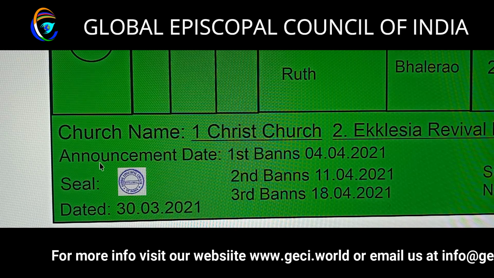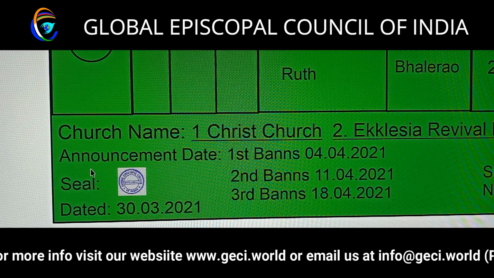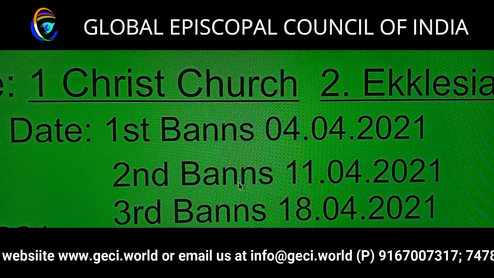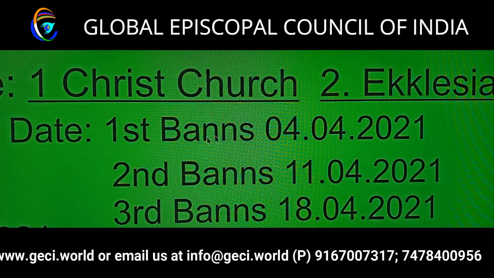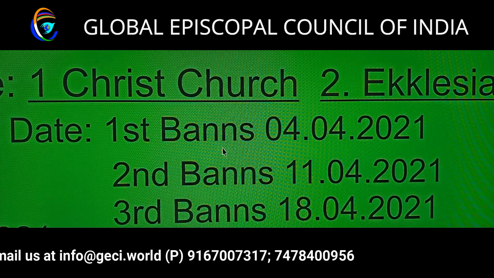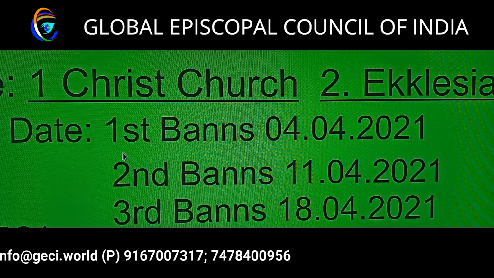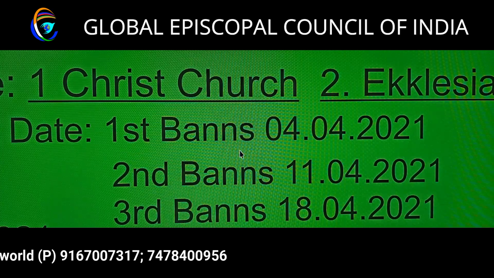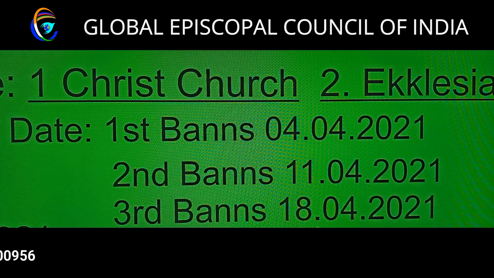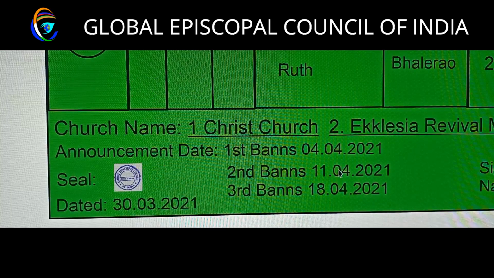And then comes the important thing that is called the announcement date, when the announcement will be made in both the churches. So you have the first banns. Now this is not band, it is banns. So first banns, it means announcement. The first is 4/4/2021, the second banns would be on 11/4/21, and the third banns would be on 18/4/21. So this is the 3 weeks announcement for the couple that is getting married.